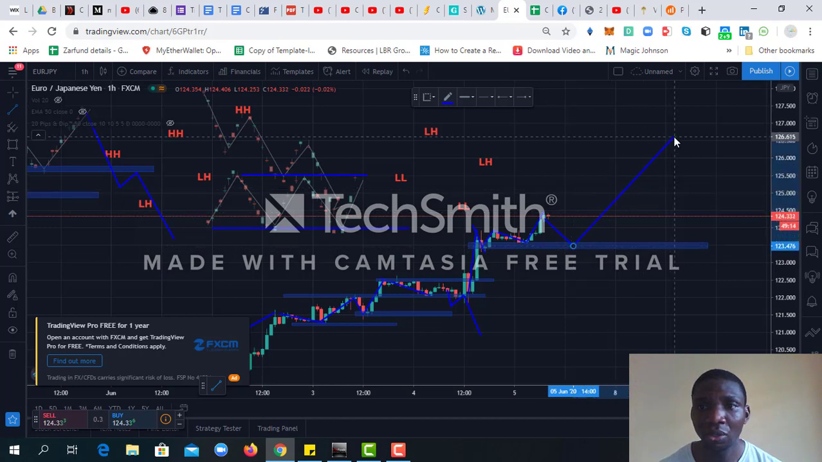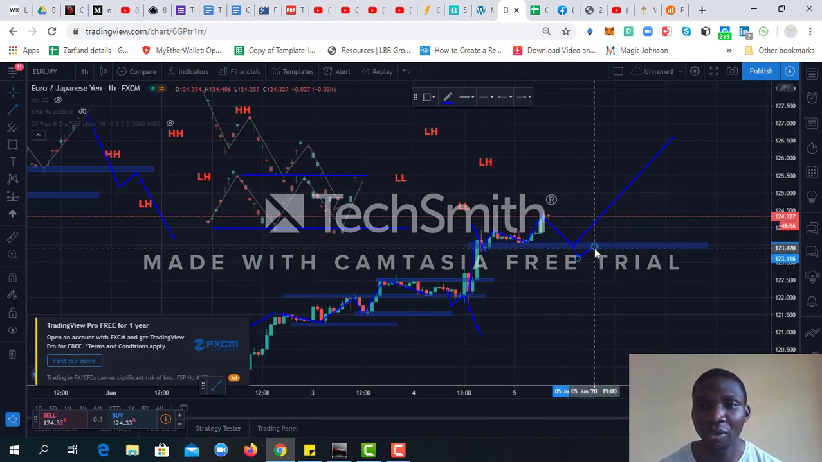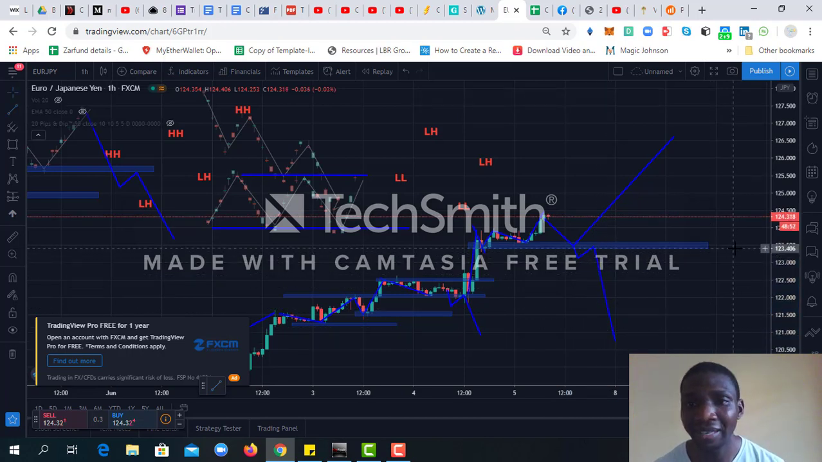All right. So except price breaks below this point, except price breaks this point this way, that's when you can be looking for a sell, guys. That's when we can be expecting a sell. As it is right now, there is no opportunity for a sell.